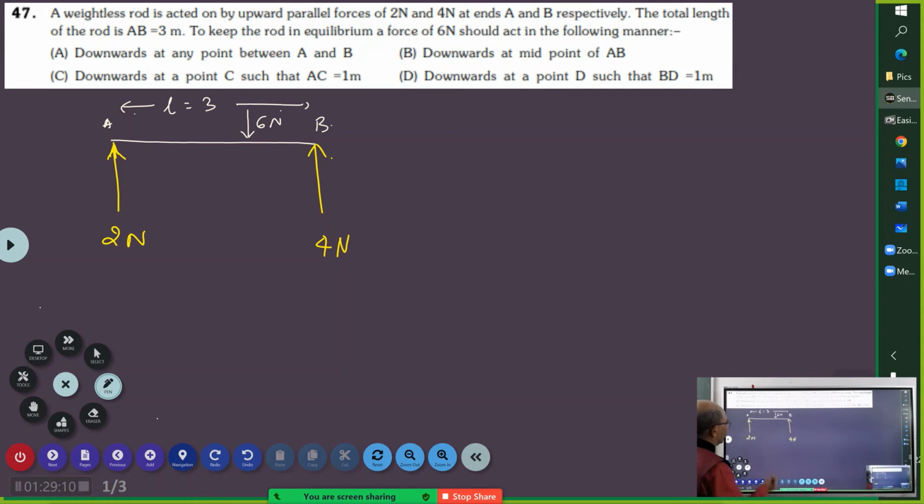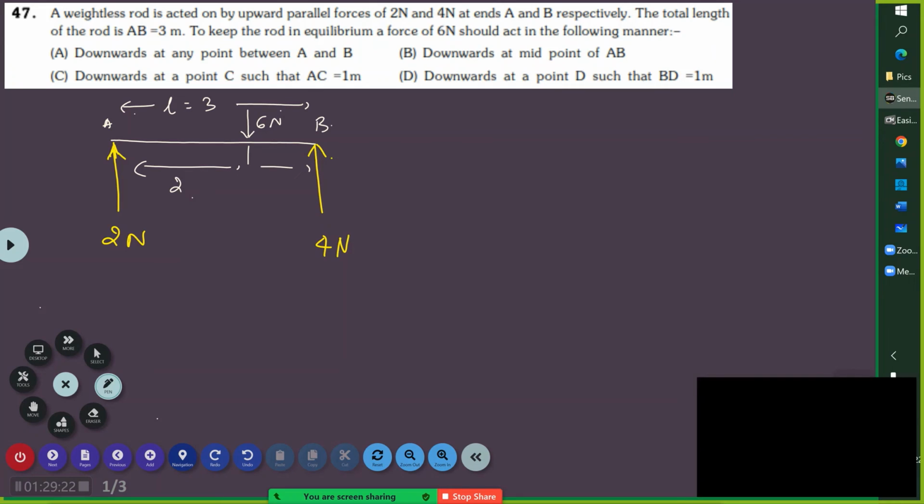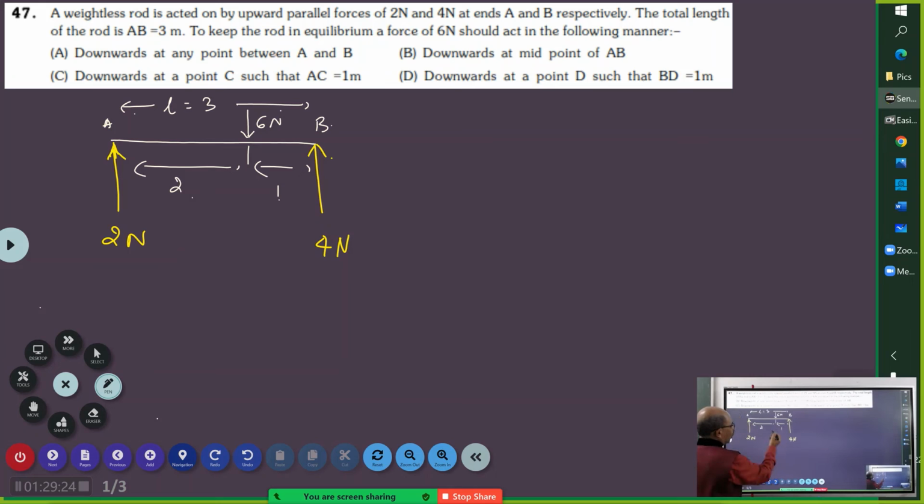Downward at point C such that AC is 1 meter? Where will this be? Taking the 2 N at one end and the 4 N at the other, with length 3, 2 into 2 is 4 at this point, and 4 into 1 is 4. So this is 1 meter and 2 meter. Downward at point C such that AC is 1, no. Downward at a point such that BD is 1, yes. So the option will be D. Okay, done.